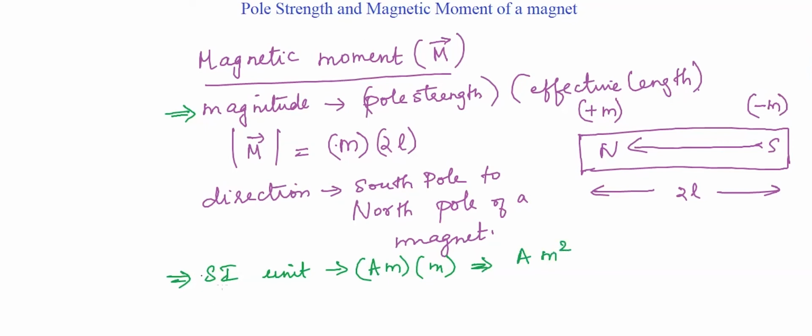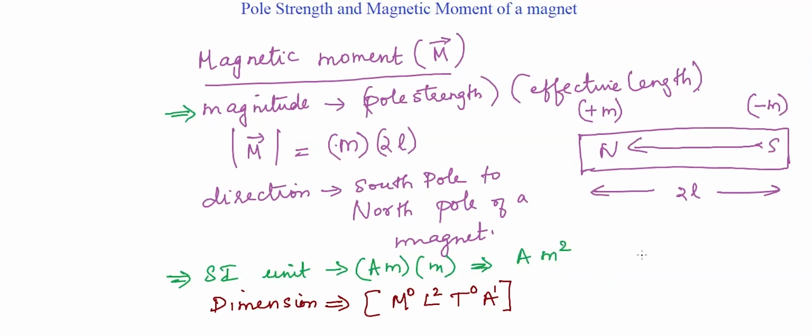Again, if you want the dimensional formula, from the SI unit, it's ampere to the power of 1 and meter square, so length to the power of 2, and all other quantities to the power of 0. So this is the dimensional formula for a magnetic moment.